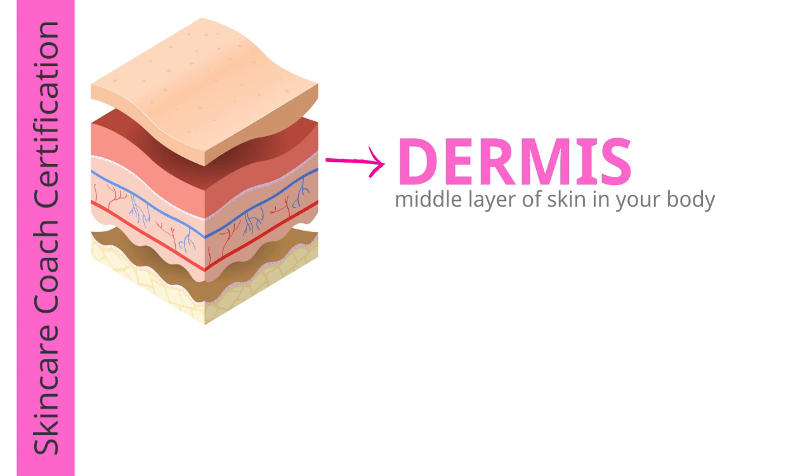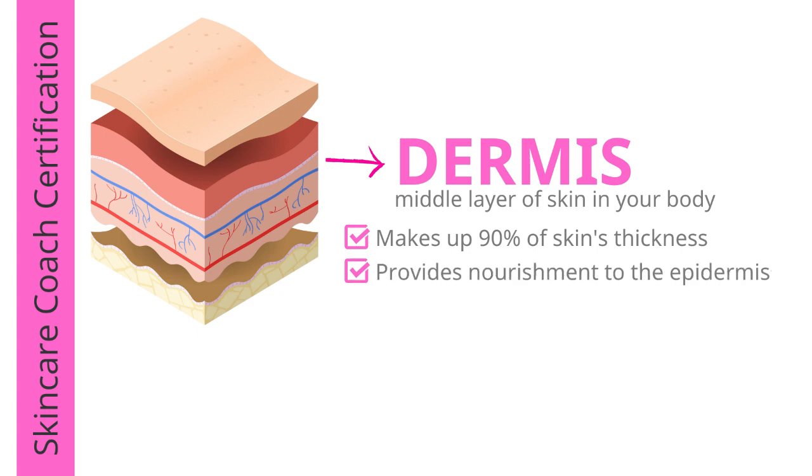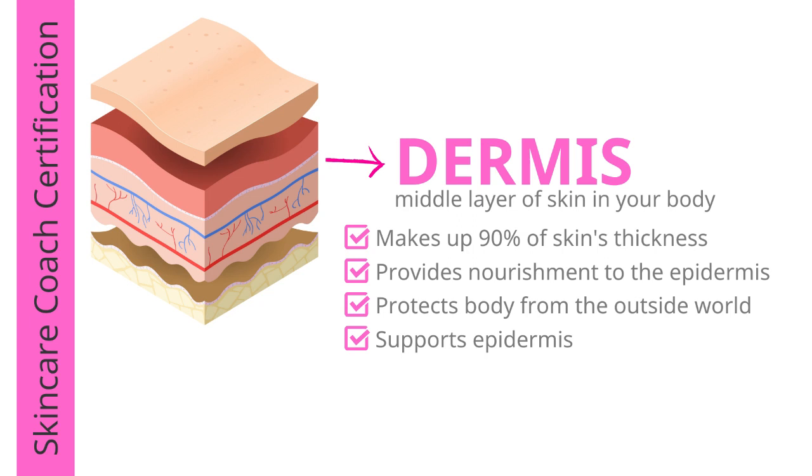Your dermis is the middle layer of the skin in your body. It makes up about 90% of the skin's thickness. It provides nourishment to the epidermis and has many important functions, including protecting your body from the outside world. It supports your epidermis, feels different sensations, and produces sweat too.